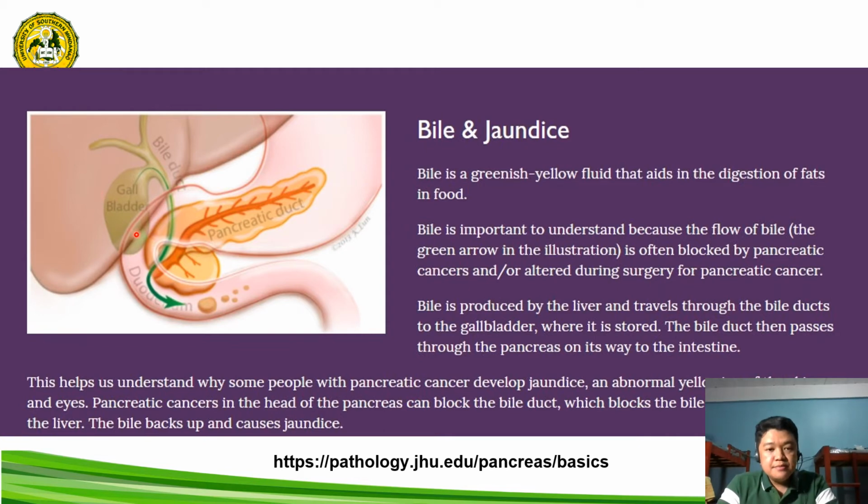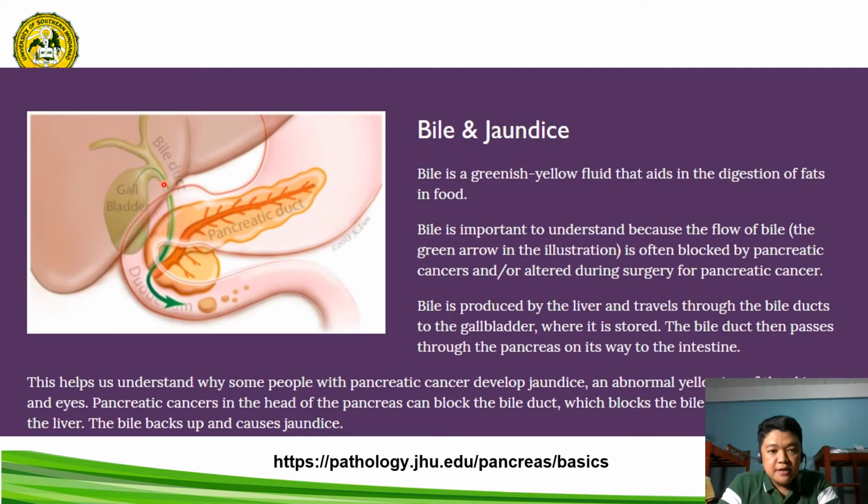So for example, when the bile will be emptied from the gallbladder towards here, this green portion here represents the route whereby the bile will be emptied from the gallbladder towards the duodenum. The bile duct passes through the pancreas on its way to the intestine. So we have here the bile duct, the part that is represented in green.